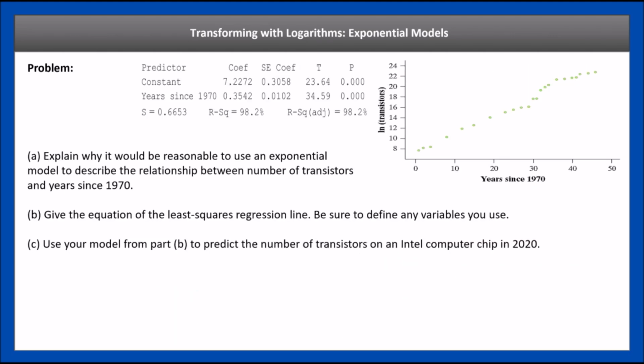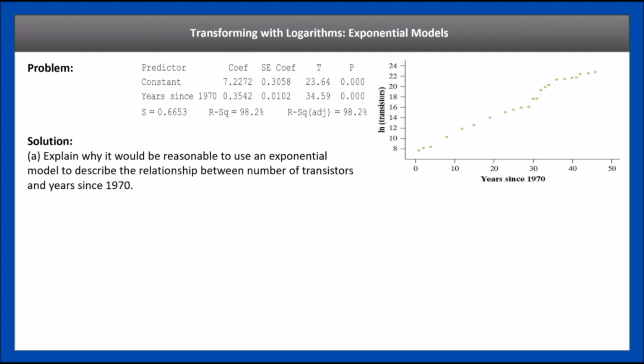So let's go ahead and take a look at that then. Explain why it would be reasonable to use an exponential model to describe the relationship given. And then give the equation of the least squares regression line, and then make a prediction for the number of transistors in 2020. All right, so let's take a look. Explain why it'd be reasonable to use an exponential model.